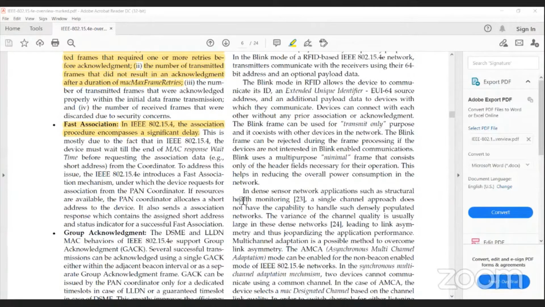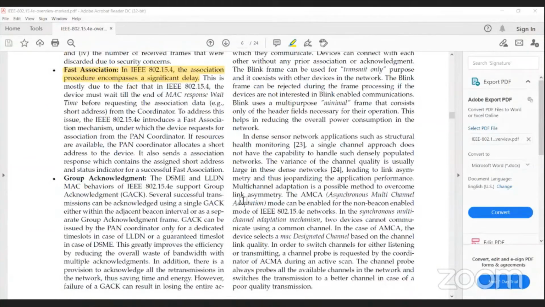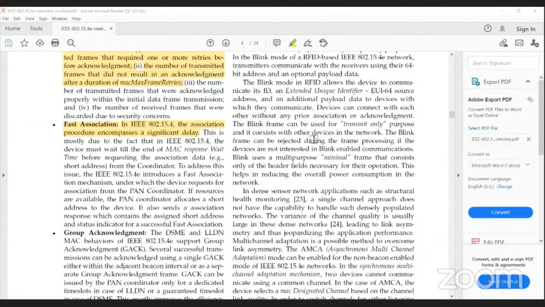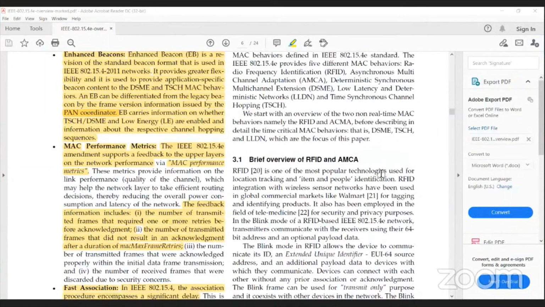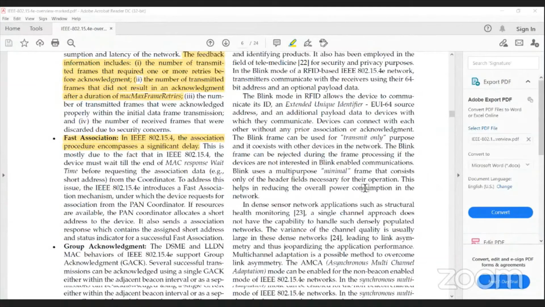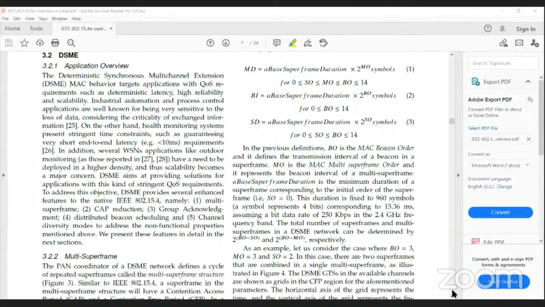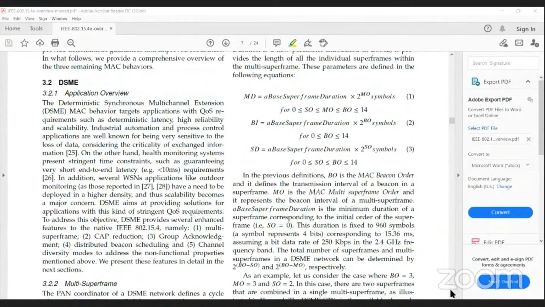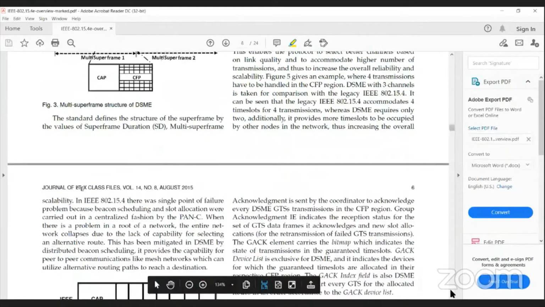Group acknowledgement I did not mark, because that is not something that the TSCH MAC actually supports. So I didn't do that. Then there are other nice things about this TSCH MAC. You may want to read this paper as thoroughly as possible. DSME is also mentioned, so let's skip it. Then let's go directly to the MAC behavior of our interest.